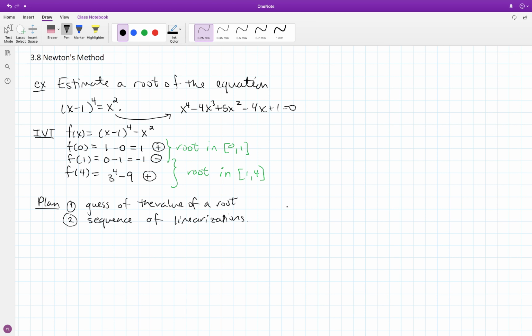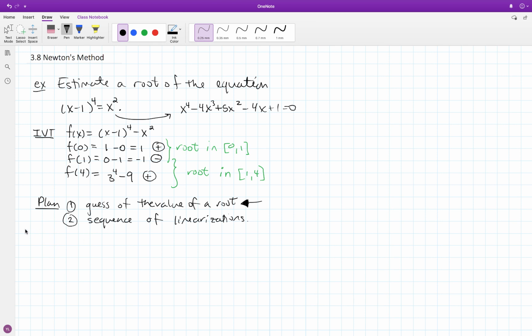What do I mean by that? I'm going to start with the first linearization of the function, chosen at a good x value, and we'll see that good means whatever my first guess of the root is. That linearization approximates the function and hence gives me a better approximation of the root than my random guess. I'm going to use that guess in turn to create a new linearization that better approximates the root, and so on and so forth. So that's the plan for estimating the root.